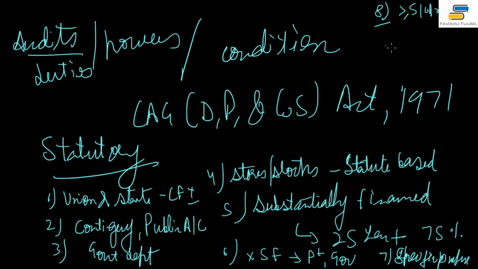And CAG basically gives the direction that this is how you have to audit, right? And then he also has the right to audit companies and reports and then present results to parliament and the state legislature. That is how it goes, okay.